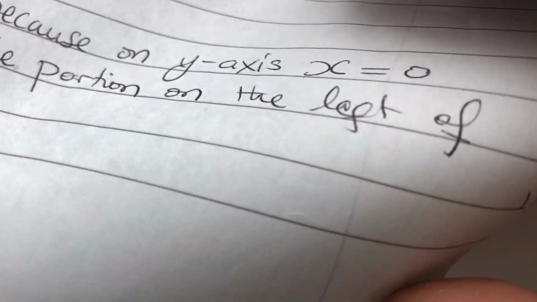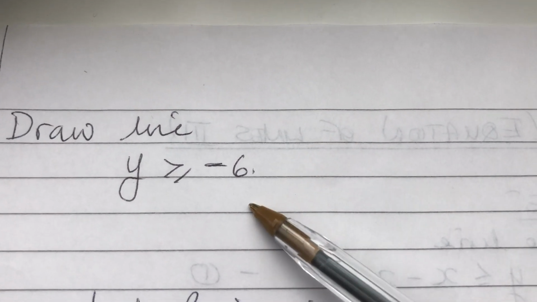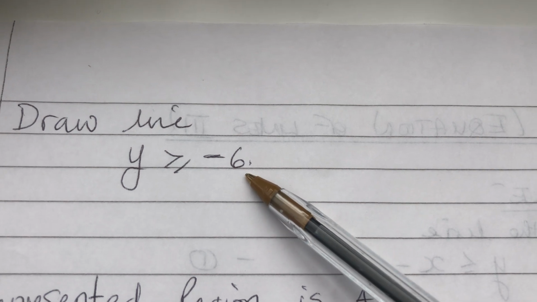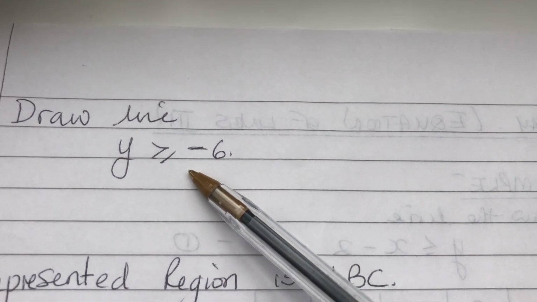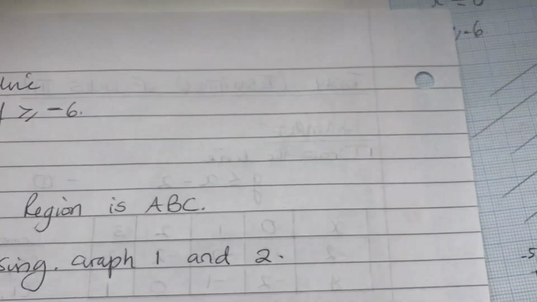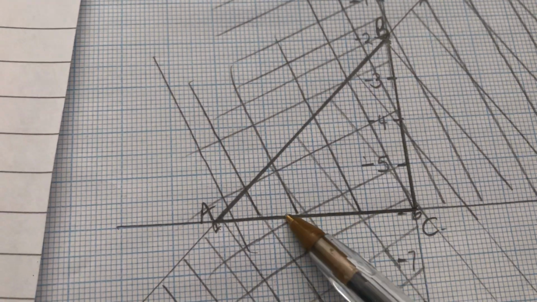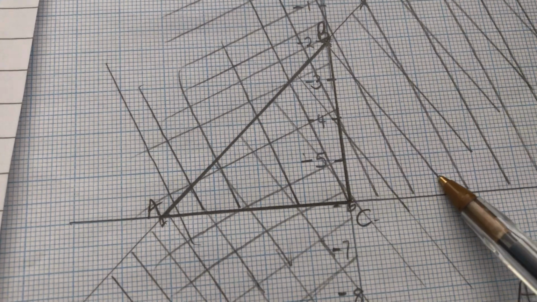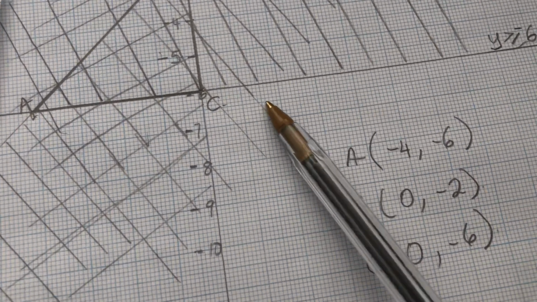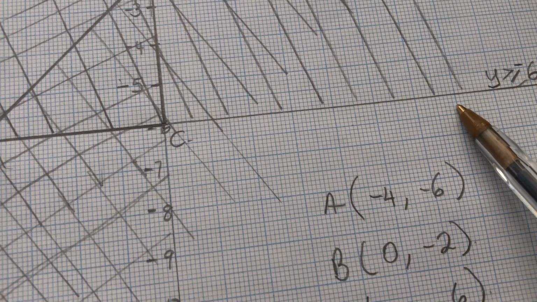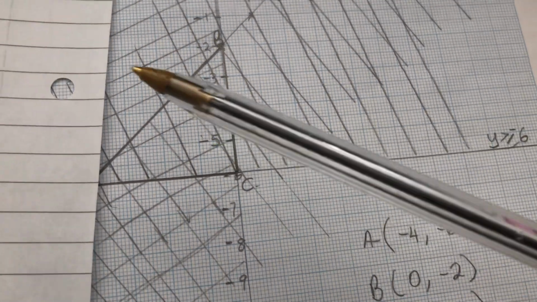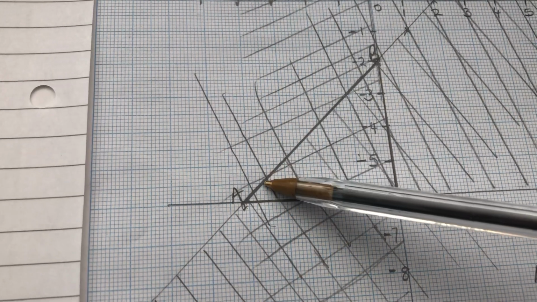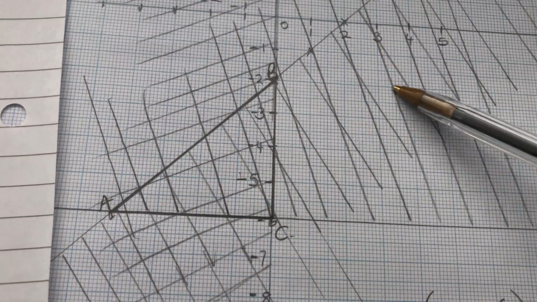Then they said we should go ahead and plot the line y greater or equal to -6. So we did the line y equals -6. So we come here, y equals -6 is this line here. Now for y to be greater than minus 6 is all the portion above that line here.